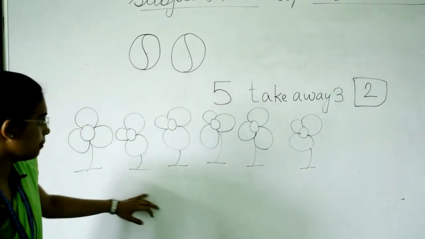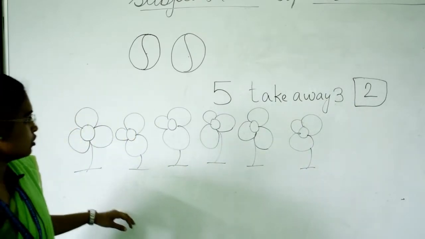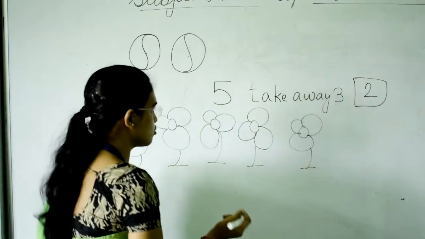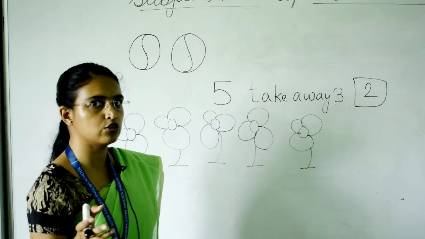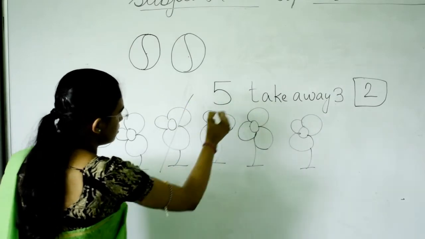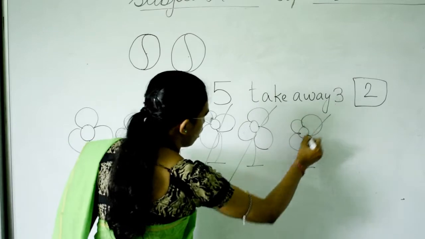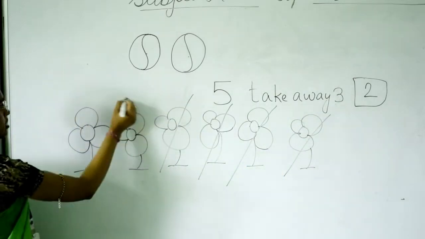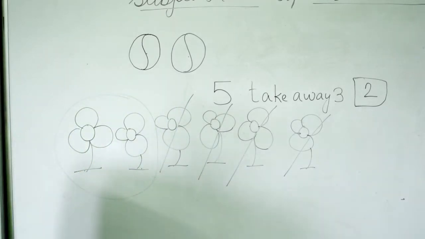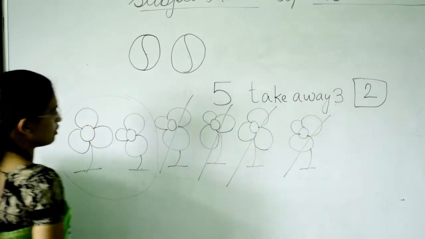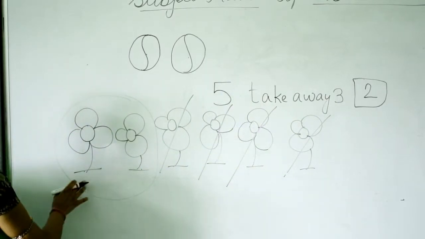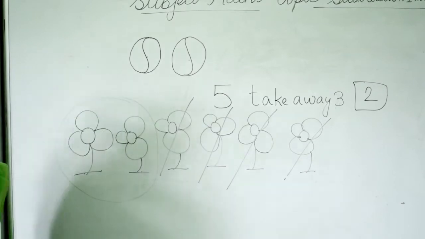Whatever the number of flowers I have, I have to remove the number of flowers which I have to give to my sister. Okay, so how many flowers do I have to give to my sister? 4 flowers. So if I remove or if I cut 1, 2, 3, 4 flowers, then how many flowers are left? 1, 2 flowers. So from these 6 flowers, if I have given 4 flowers to my sister, after that how many flowers do I have? Only 2 flowers. Okay.